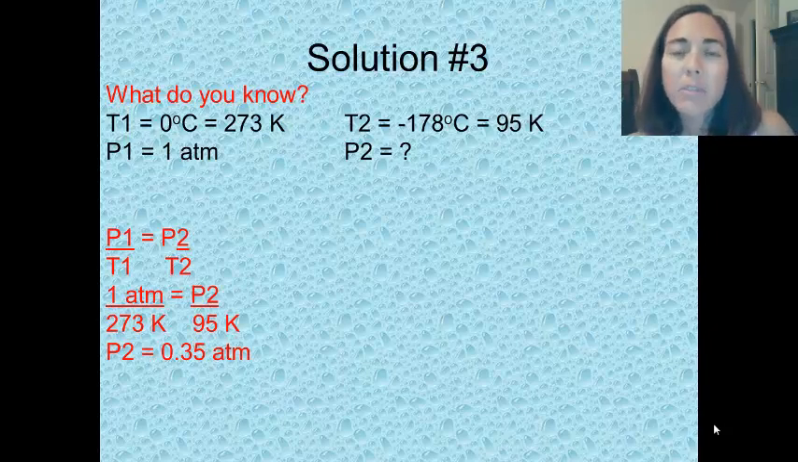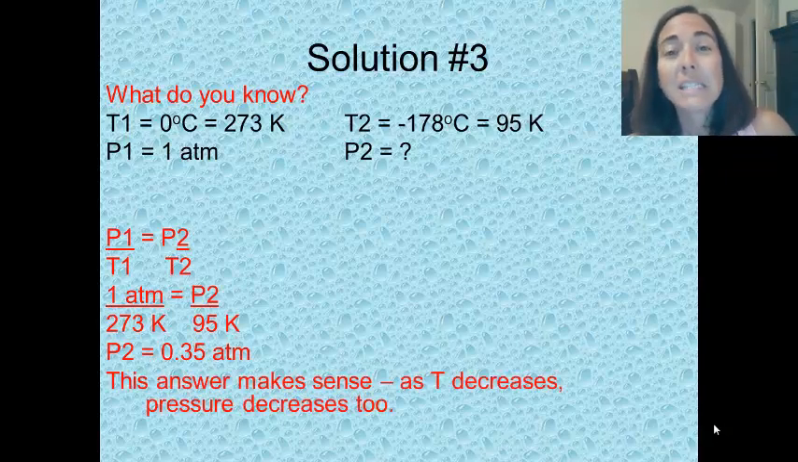Now think about the predicted answer, and does this make sense? Temperature went from 273 Kelvin down to 95 Kelvin. If temperature goes down, what should happen to pressure? Well, it should go down. So from 1 atmosphere down to 0.35 atmospheres definitely makes sense. The pattern has been followed, and our prediction proved true.